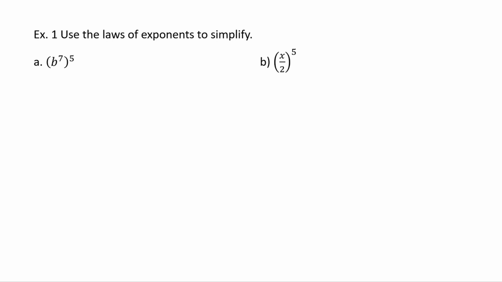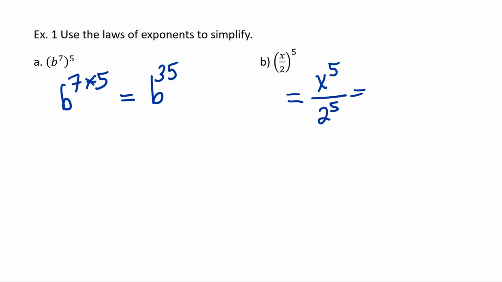Use the laws of exponents to simplify. A, b to the power of 7 raised to the 5. In order to solve this, we would write this as b to the power of 7 times 5, and so this would simplify to b to the power of 35. Part B, x over 2 quantity raised to the 5. We would write this as x to the 5 divided by 2 to the 5. Simplified some more, you get x to the 5th over 32, since 2 to the 5th is 32.